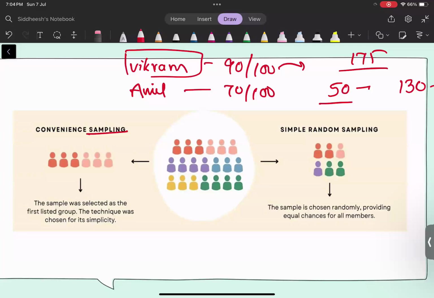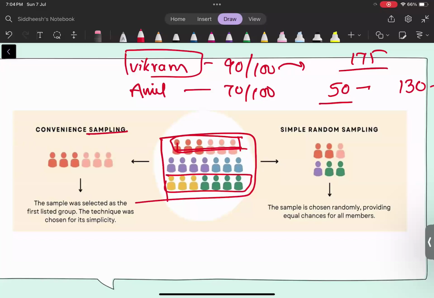That's it. Okay. Suppose this is the category of people we are dealing with, and I'm taking only the first row. I will select them starting from the first row for my research. This is convenience sampling. Or suppose I'm choosing the third row, not the first or second. This is also my convenience sampling. As per my convenience I'm working. That is what is known as convenience sampling.